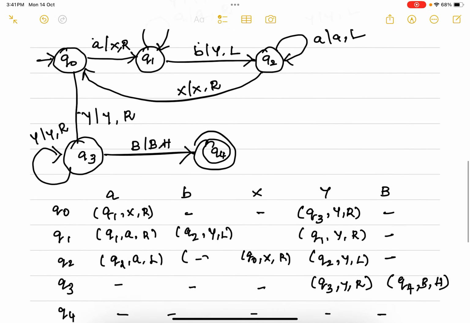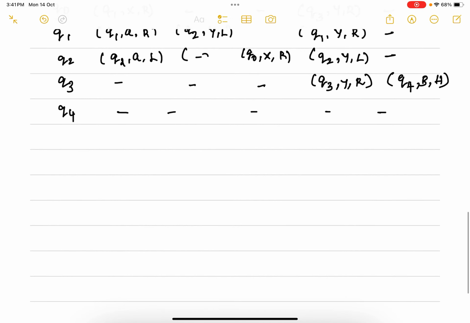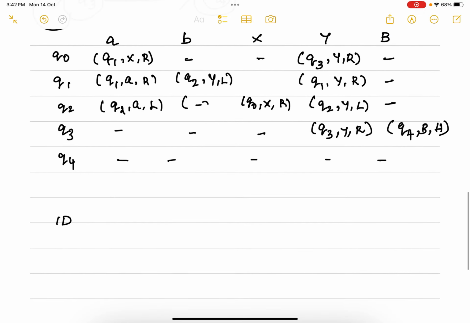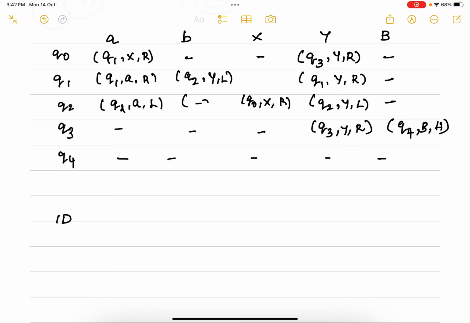This is the logic we followed in the transition diagram. This is our transition diagram, and this is our transition table. Now we are left with one thing, that is the instantaneous description. Instantaneous description tells us at each point of time what exactly the instance in the tape is. At every instant of time, how the input tape is changing. So let me take the string aabb as an example. Initially you will be in state Q0 and aabb comes in.